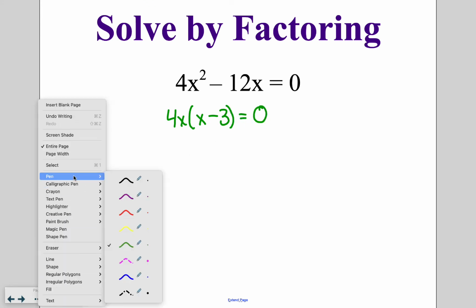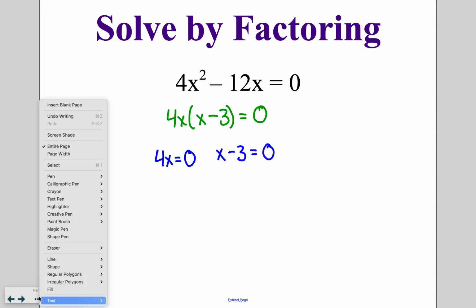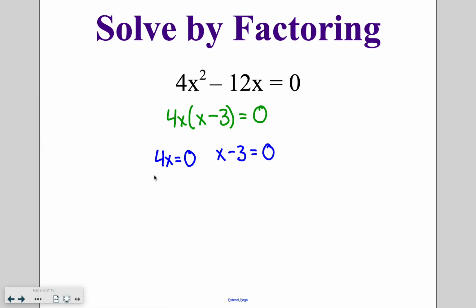This is where our zero product property becomes part of our process. I take my first factor, which in this case is 4x, and set that equal to 0, and then I take my second factor, which in this case is x minus 3, and also set that equal to 0. Then I need to go ahead and solve both problems.